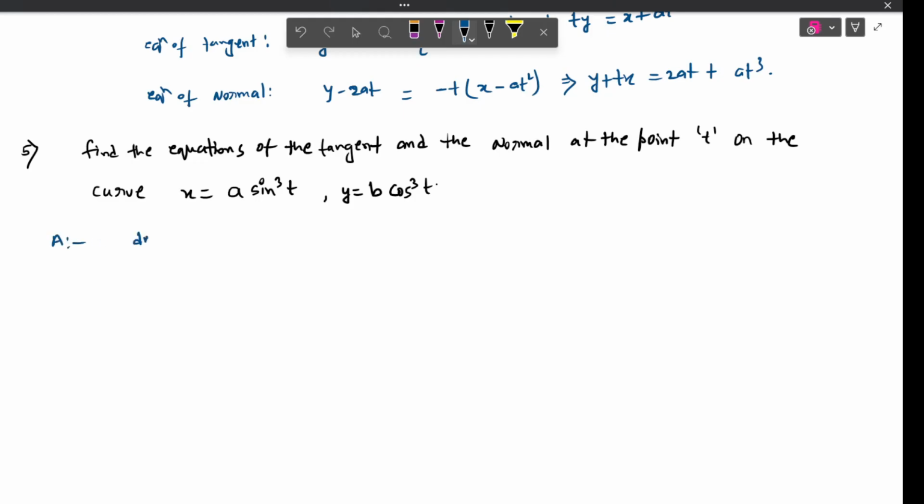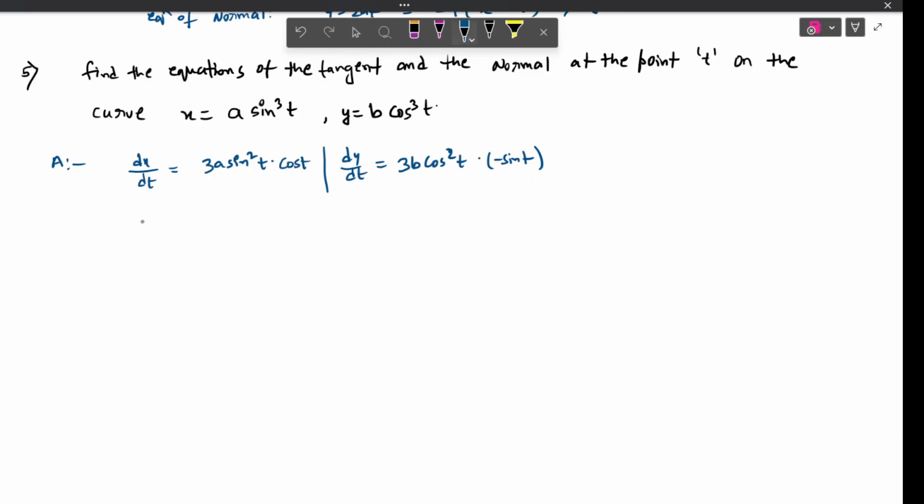First of all, differentiate x with respect to t. So dx by dt would be 3a sin square t cos t. Differentiating y with respect to t, it would be 3b cos square t, and for cos t it would be minus sin t. Now we have to find the slope first. So slope is dy by dx, and that should be dy by dt by dx by dt.